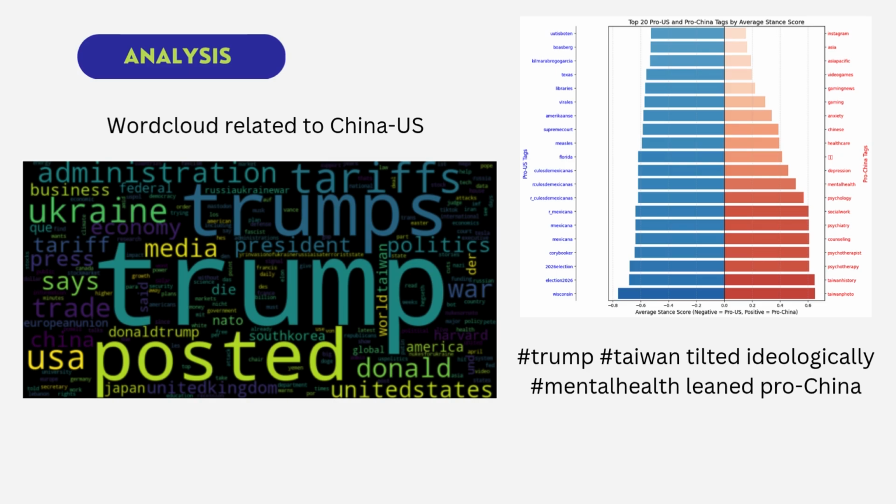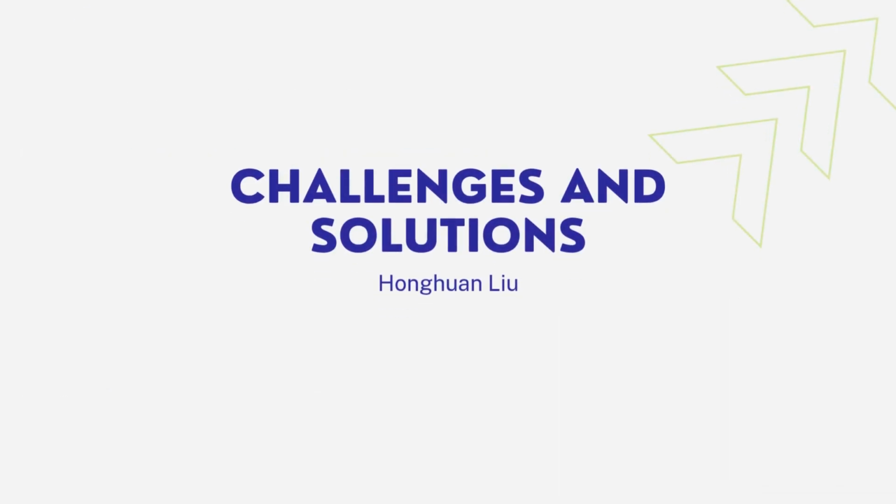Hashtag analysis showed mostly neutral tags, but some like Trump and Taiwan tilted ideologically. Tags like Election 2026 leaned pro-US, while mental health leaned slightly pro-China, reflecting distinct issue-based communities. Now, I'll hand over to Honghuan Liu, who will discuss the key challenges we faced during the project and how we addressed them.